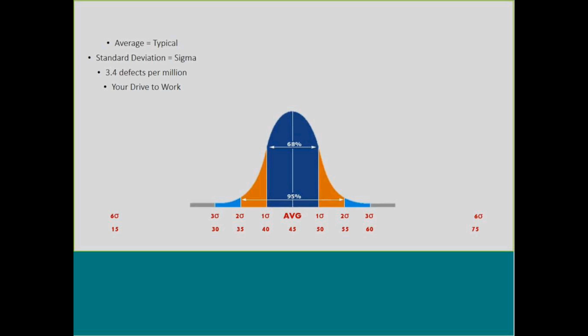If on average it takes you 45 minutes to drive to work with a standard deviation of 5 minutes, you will arrive to work 95% of the time between 35 and 55 minutes. Okay, again, average is that most typical number that comes up in your set of data, and the standard deviation is the same thing as a sigma, right? And this is why we are looking at Six Sigma and how Six Sigma is very closely incorporated with Lean when we're implementing process improvement.